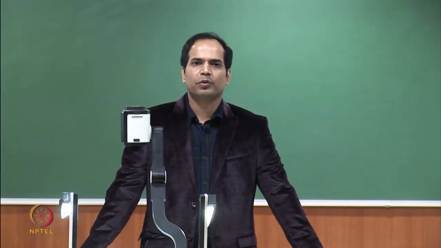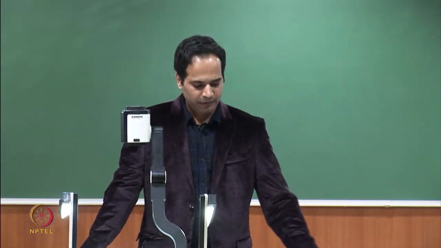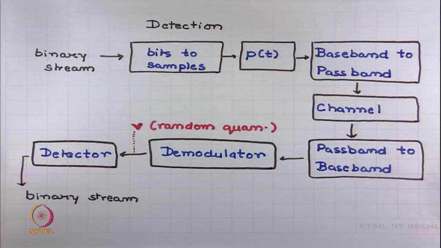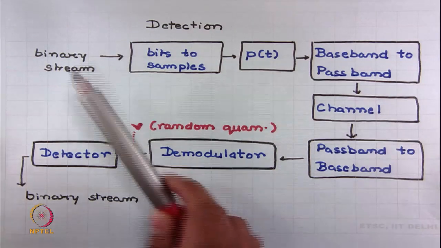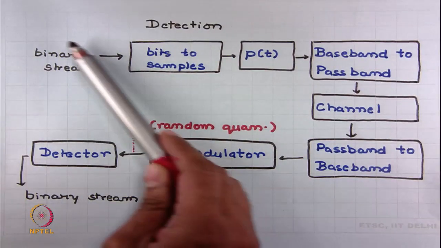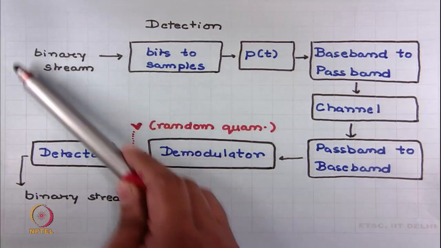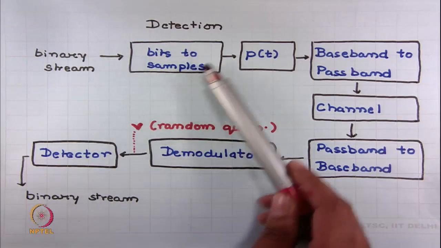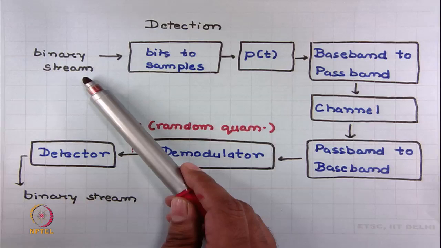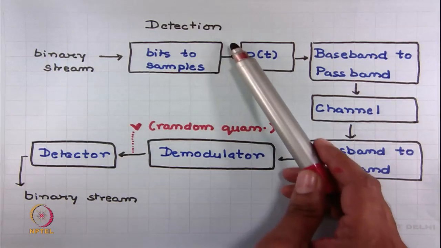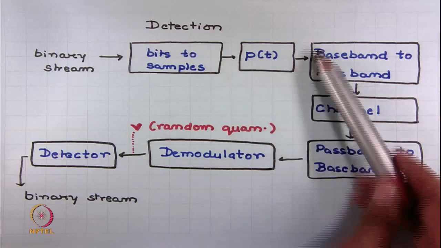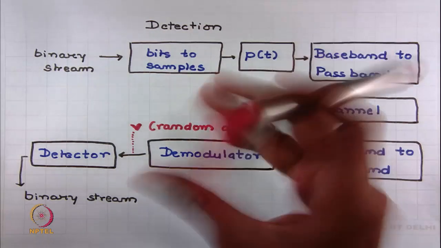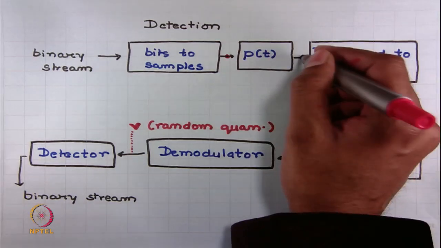Good morning, welcome to the new unit, and today we will be starting with detection. Let us first see how detection fits into the scheme of things that we have carried out in this course. In the modulator we start with input as a binary stream, then we have a bits to samples converter which takes in this binary stream and converts it into a weighted impulse train, and then we have a filter which converts this weighted impulse train to a weighted pulse train.